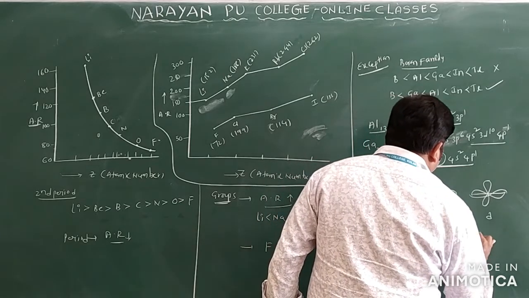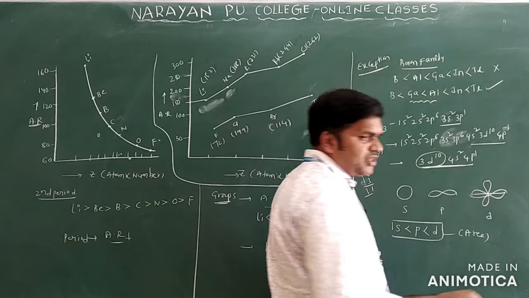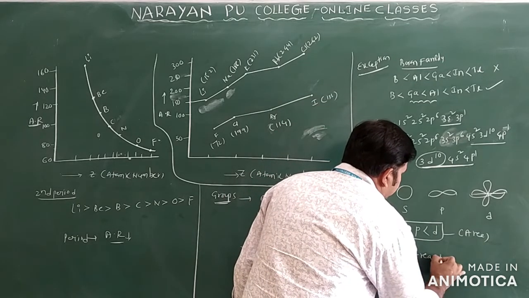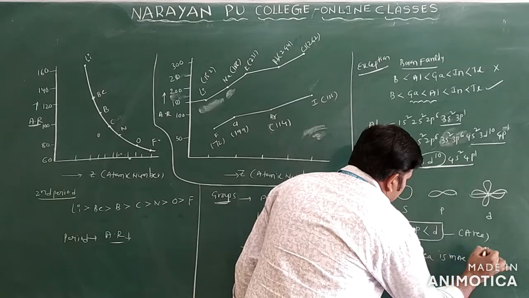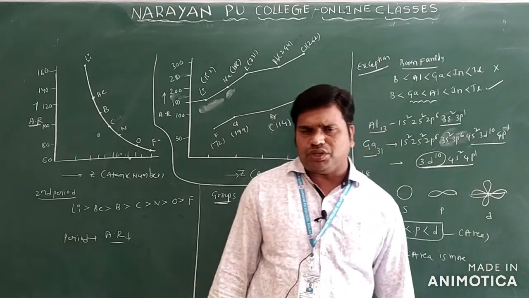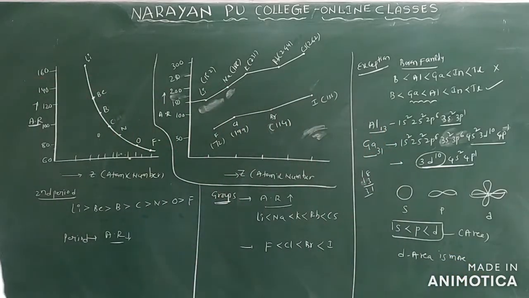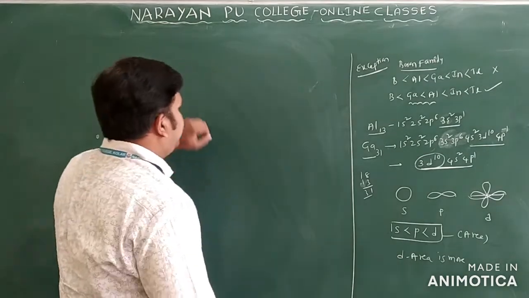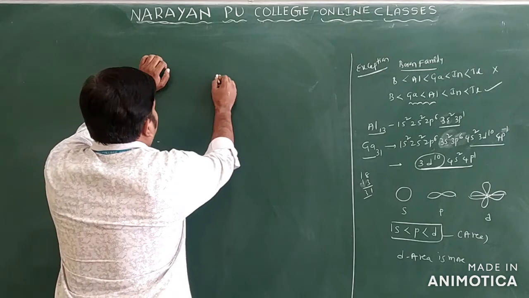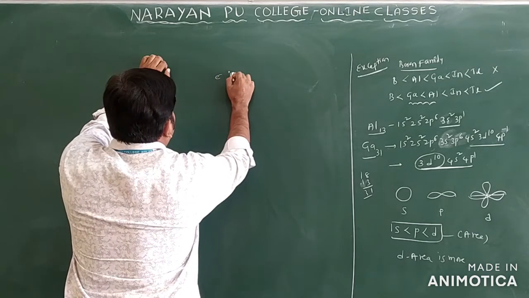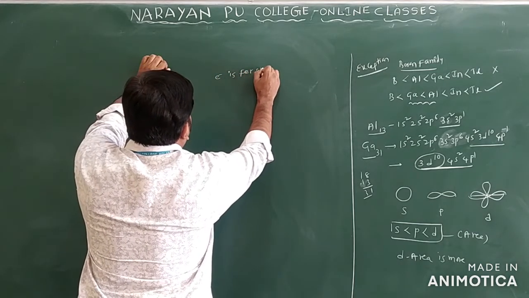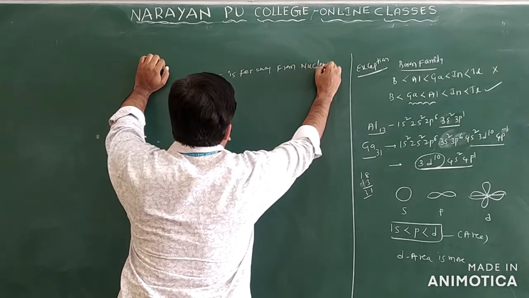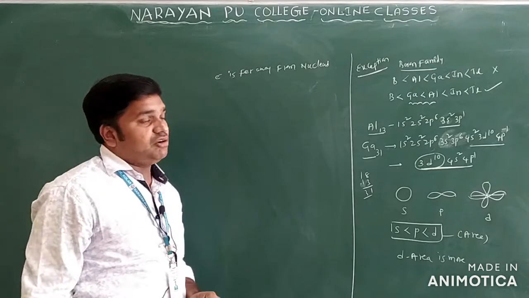According to the concept of area, the d orbital area is more. When area is more, what happens here? The electron is far away from the nucleus only. The electron is far away from the nucleus.